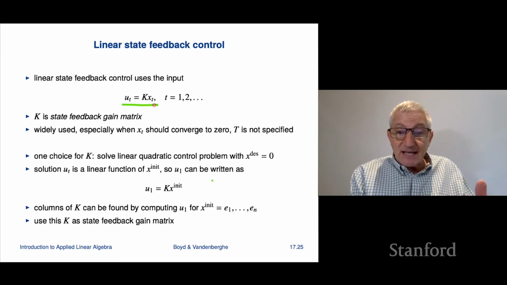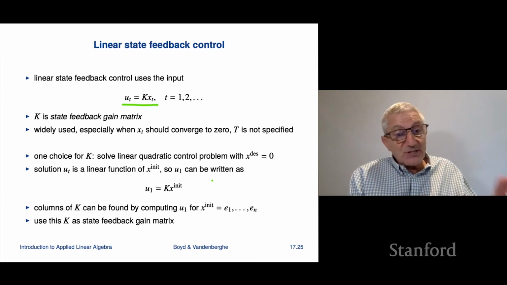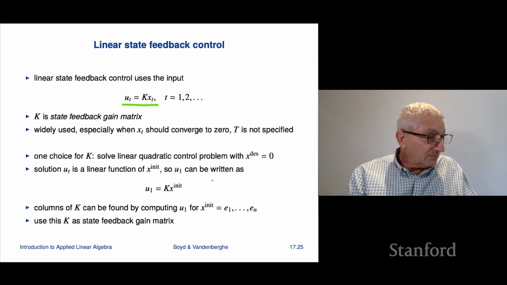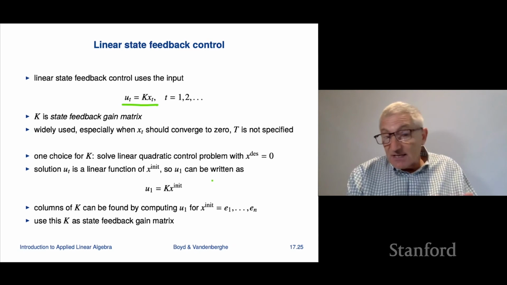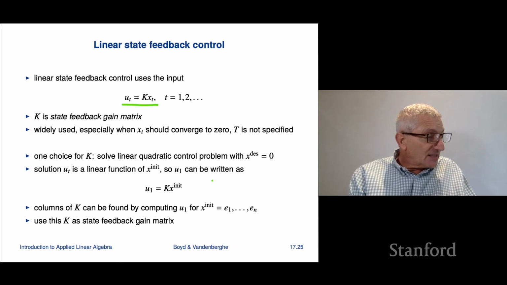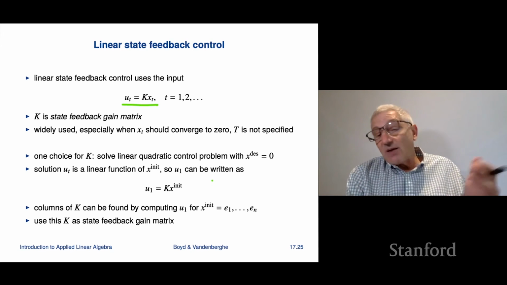It simply says, take the state, multiply it by a matrix K, and that gives you the input. Here, K is a single matrix. It's called the state feedback gain matrix for obvious reasons, right?